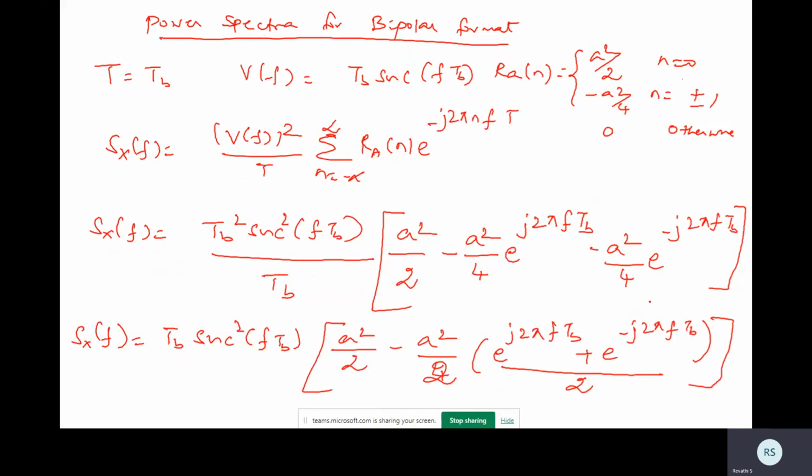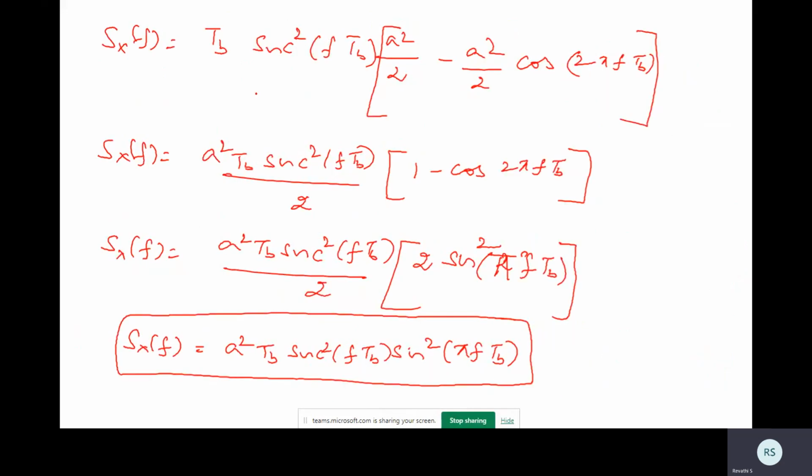So carefully you are substituting and reorganizing this equation, so that this factor we can write as cos theta, so cos of 2 pi ftb. Then after that you find a square by 2 is common, you are taking it outside, and this factor becomes 1 minus cos 2 pi ftb. So 1 minus cos 2 theta can be written as 2 sine square theta. So accordingly I am writing it as 2 sine square theta, theta is pi ftb. So this 2 and this 2 will get cancelled out, so you are left finally with this answer. This is for the bipolar formatting.